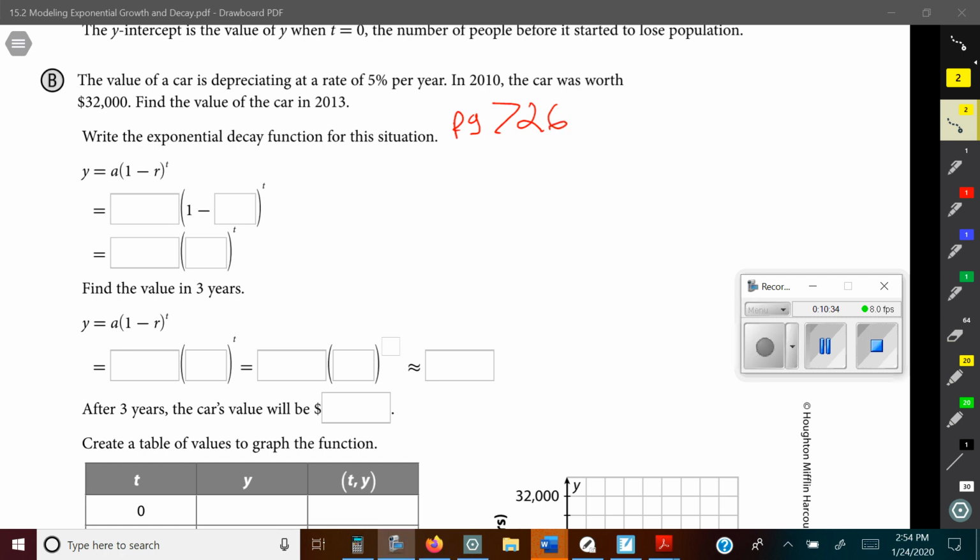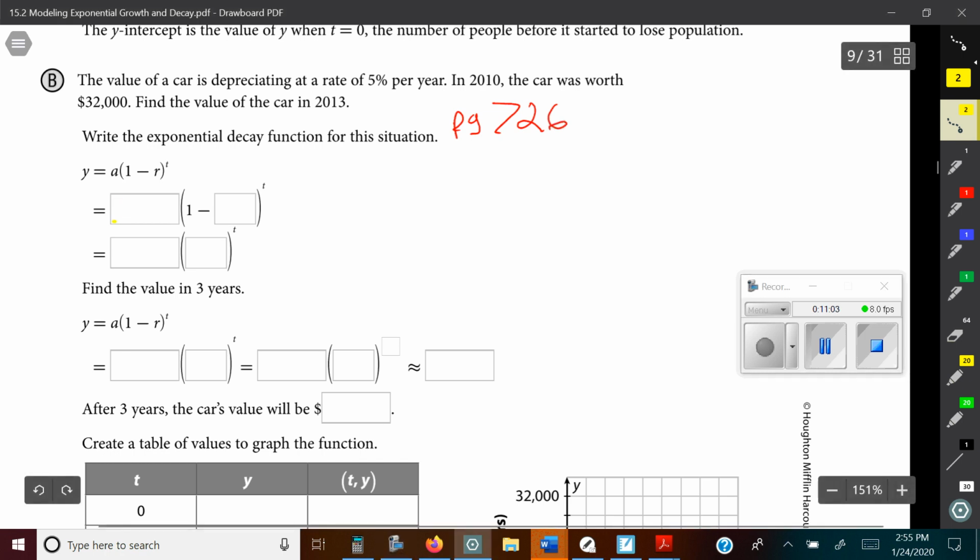Okay, so in this example, it says the value of a car is depreciating at a rate of 5% per year. In 2010, the car was worth 32,000. Find the value of the car in 2013. So they want to know what's the value of the car 3 years later. Okay, so right now it says write the exponential decay function for the situation. So we're going to start off with our A and R for our rate. So the A is where we begin. We begin with 32,000.